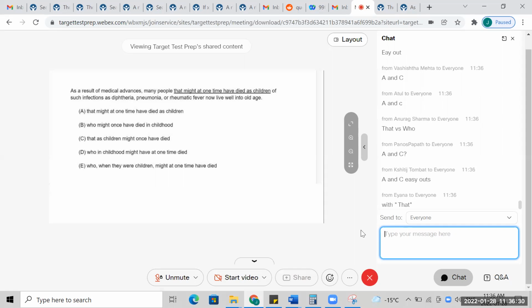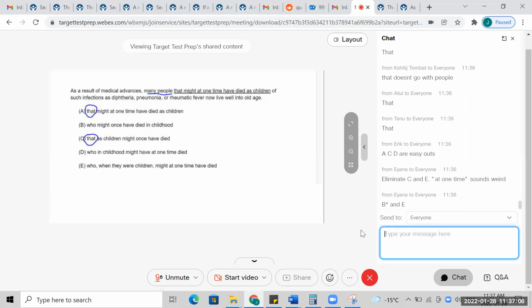Yes, because we have this here. As a result of many advances, many people, well, that has to work with what comes after it. And that, as we all know, can't refer to people. So they gave us a break here by giving us two easy out choices. At least somebody's saying D is an easy out as well. I don't think D is as easy as some of the others to get rid of. But anyway, by getting rid of A and C, now we have a three-choice question.